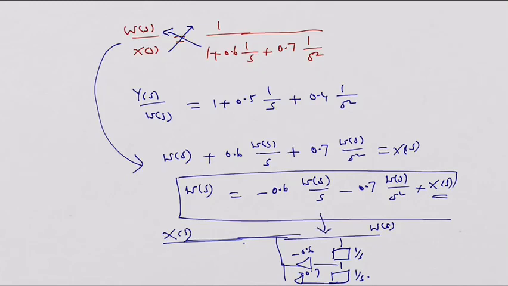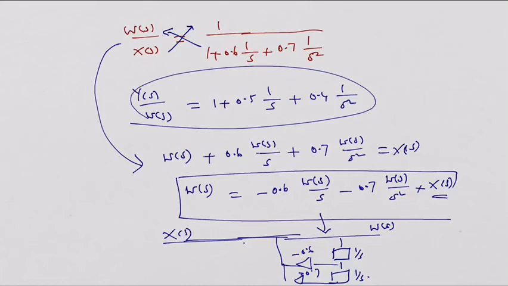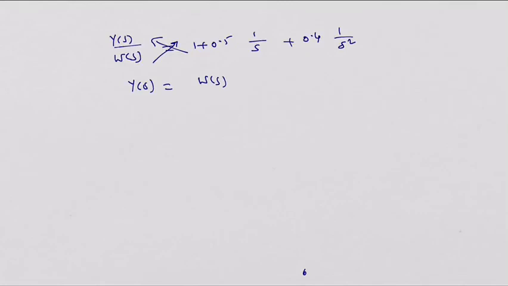Then I'll go to the next one. I'll show you the remaining pending expression. Y(s) by W(s) is pending. When I realize this, Y(s) by W(s) is equal to 1 plus 0.5 times 1/s plus 0.4 times 1/s squared, upon cross multiplication, assuming the denominator contains 1 here. So this will become simply Y(s) is equal to W(s) plus 0.5 times W(s) by s plus 0.4 times W(s) by s squared.